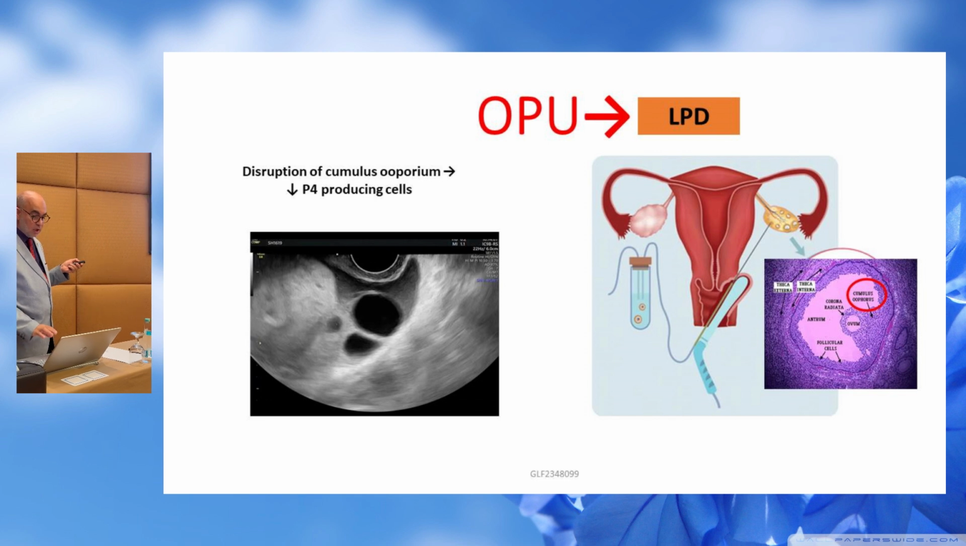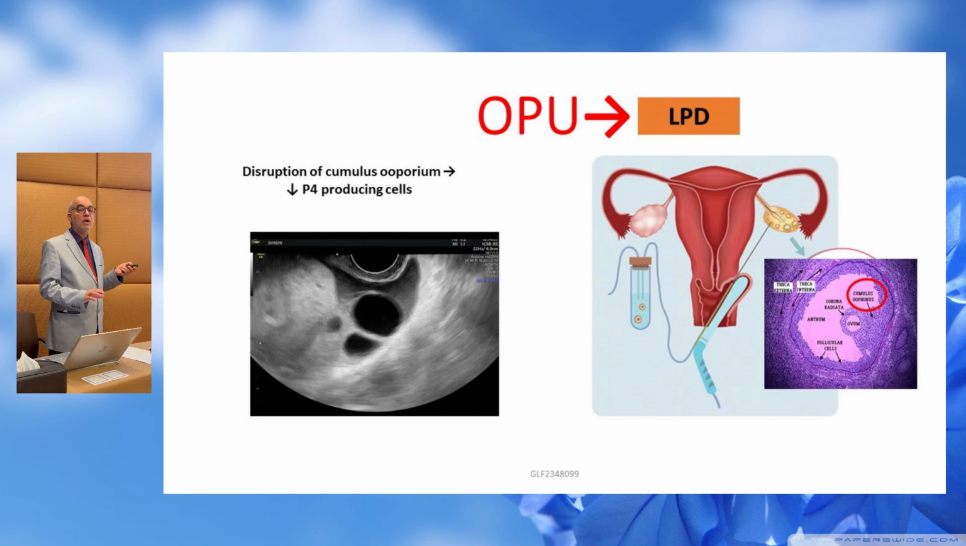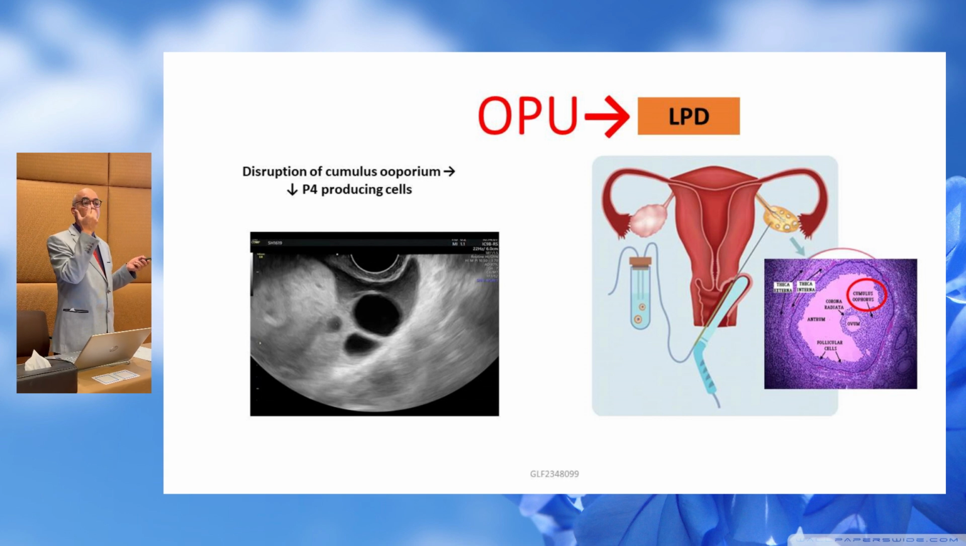When you go to the operating room to make pickup of the oocytes of the follicles, you are taking the fluid and aiming to take the follicle, the oocyte. And the introduction of the needle inside the follicle will lead to destruction of the cumulus oophorus, which is a condensation of the granulosa cells secreting progesterone, which is surrounding the oocyte. And this invasive procedure is one of the causes of luteal phase defect.